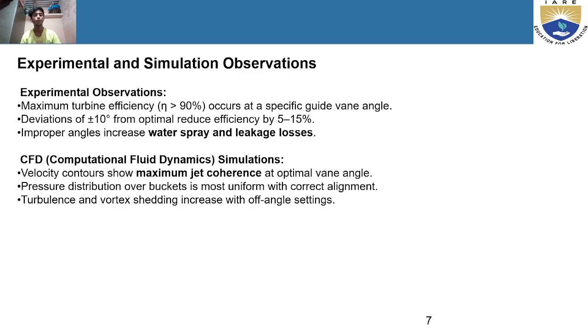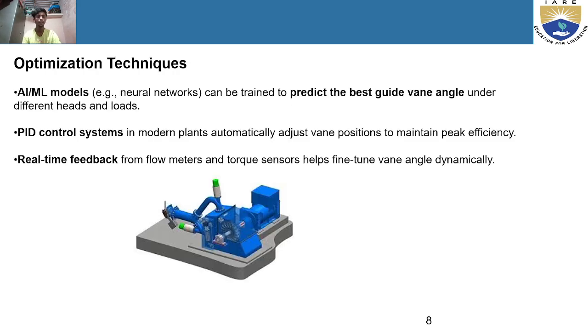Next is computational fluid dynamics simulation, that is also called CFD. Velocity contour shows maximum jet coherence at an optimal vane angle. Pressure distribution over buckets is more uniform with correct alignment. Turbulence and vortex shedding increase with off-angle settings.